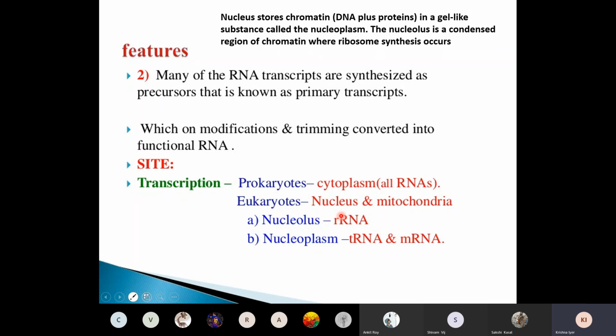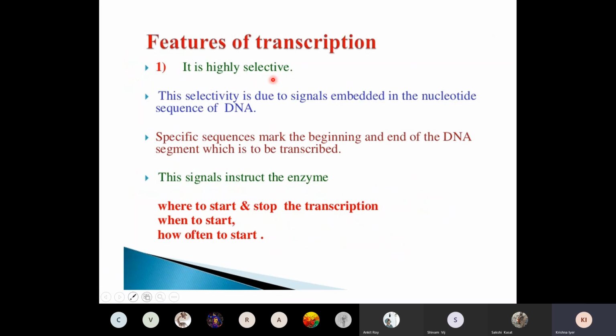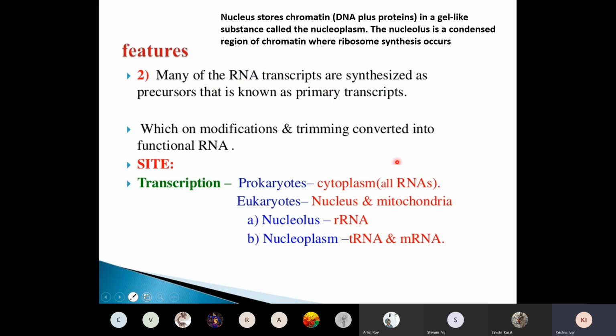So what is the first feature? One, it is highly selective. Second, it occurs at a specific location, and what you get initially in many cases are primary transcripts, which have to be modified or trimmed to give you the functional RNA, by what is called post-transcriptional modification.